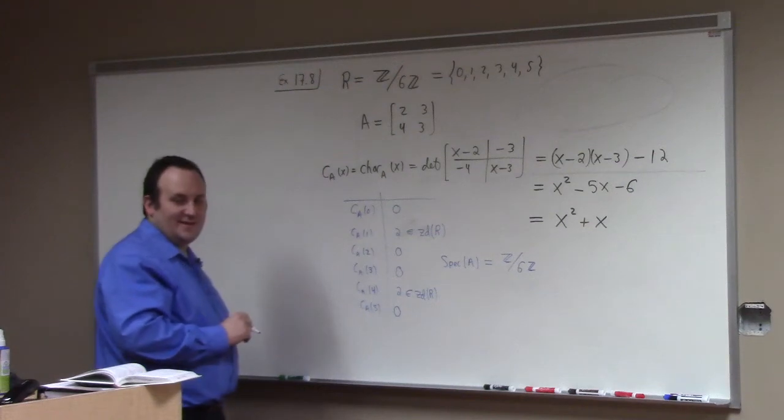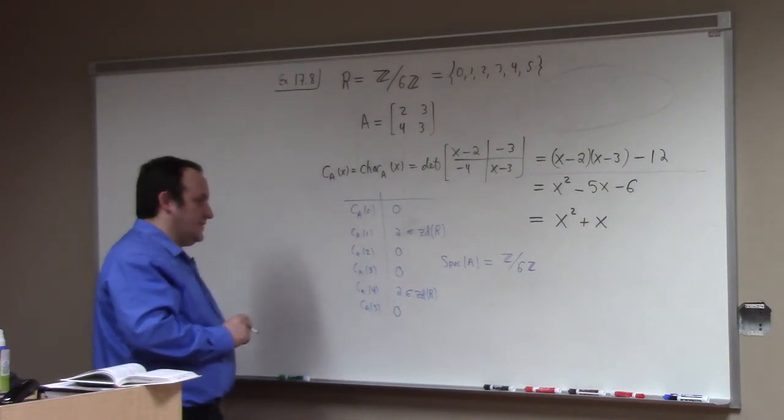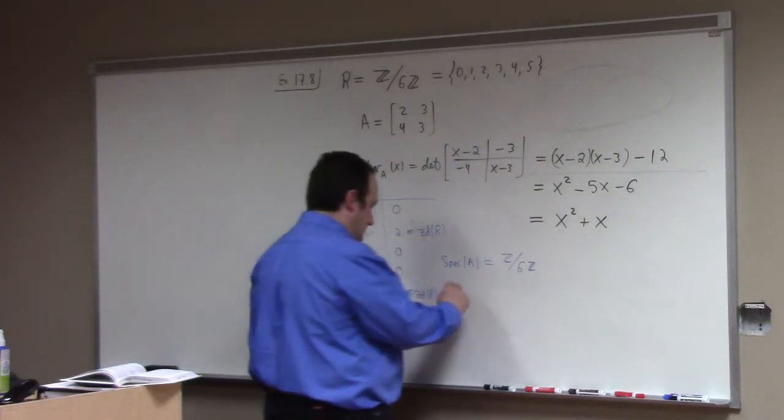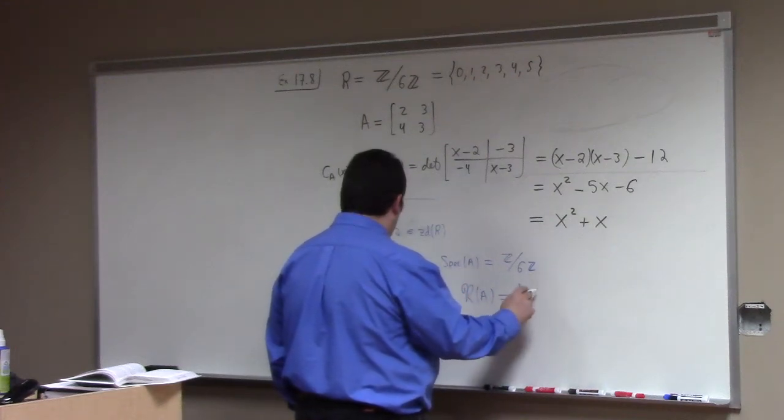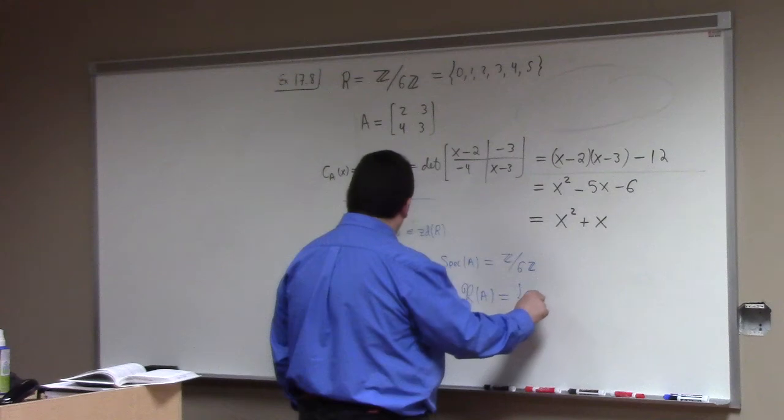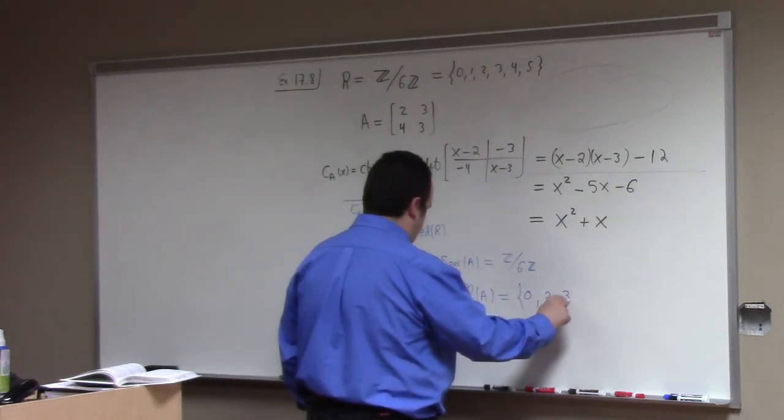Anyway, are you guys okay? Yeah, okay. That's the spectrum. What are the roots? You got yourself a 0, a 2, a 3, and a 5.